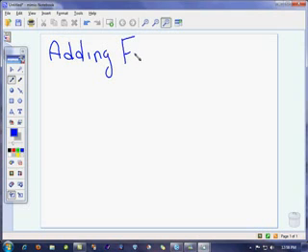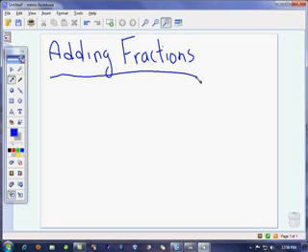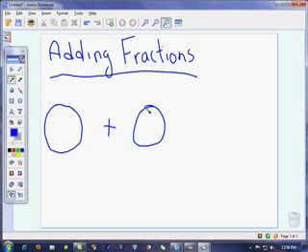So adding fractions. Alright. So, if I want to add things up, for example, I've got 2 pies here. Okay, and they're supposed to be equal in size, but I'm a terrible artist, so I have 2 pies. And these are supposed to be equal, okay?